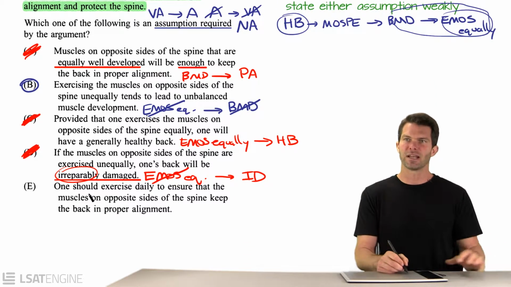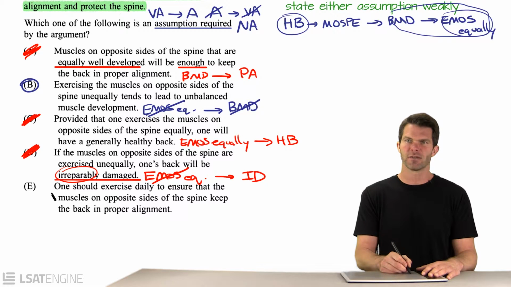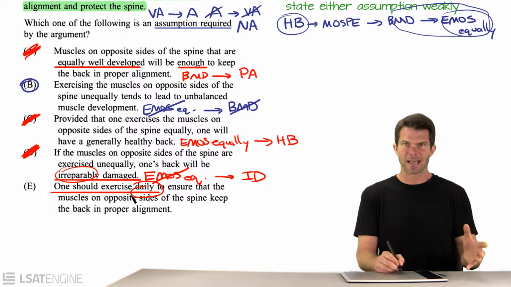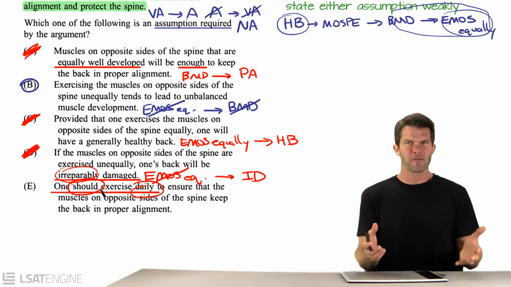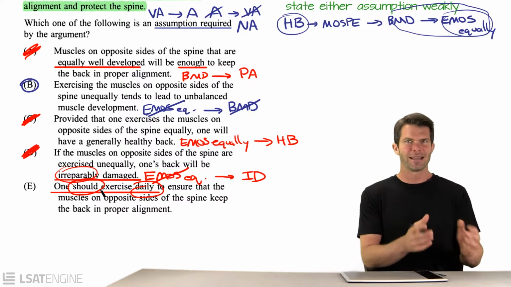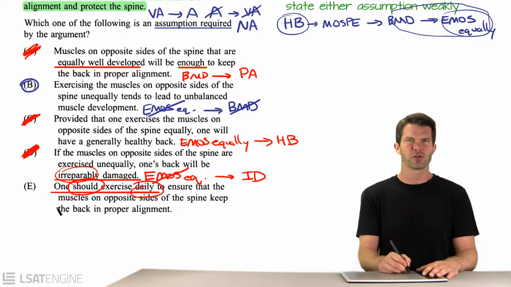And then finally, E says you should exercise daily. And just from the start, that's not something that we need. There's nothing that says daily exercise is required, or that there's any way to really need a should here. This is a very factual argument about if you do this, then that's going to happen, but it's not about what you should do.